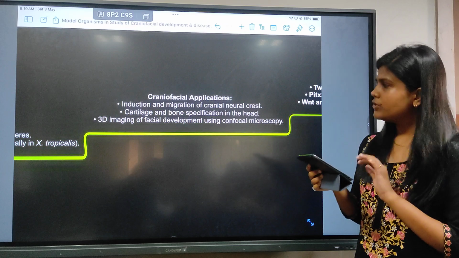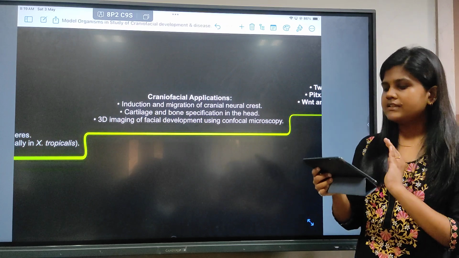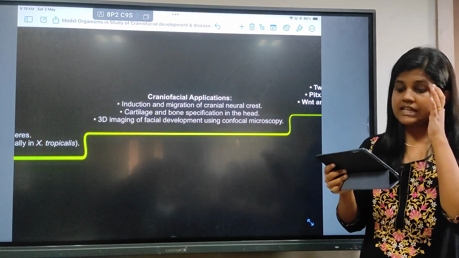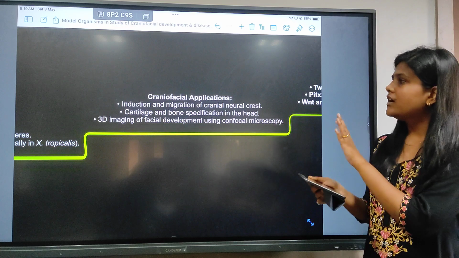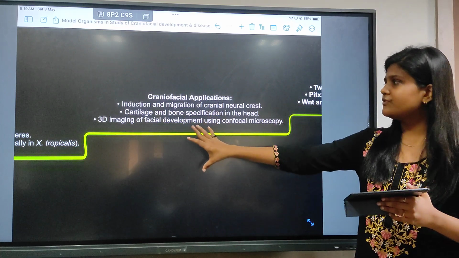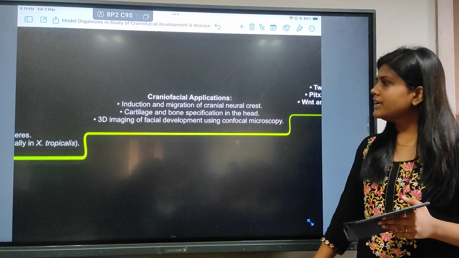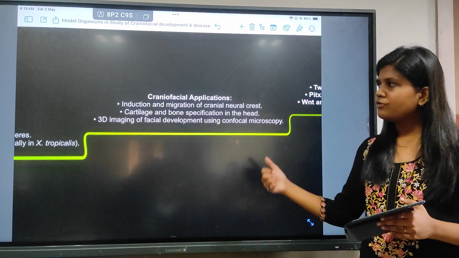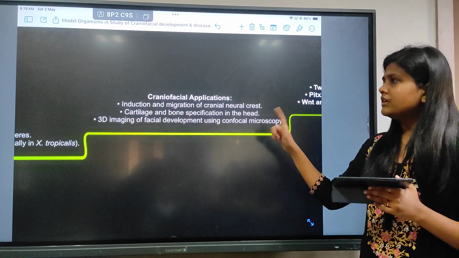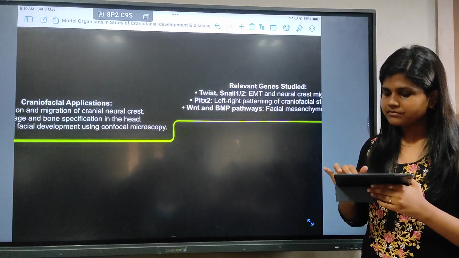Similarly, in craniofacial research, you can use any of these models to study the NCC migrations, and cartilage and bone specification in the head. So particularly we see the cartilage formation and bone formation in the head of the frog. 3D imaging of facial development using confocal microscopy can also be done in the frog model.